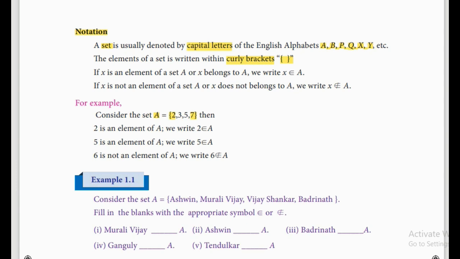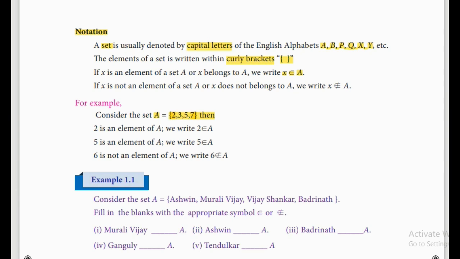Next, if x is an element of a set A, or x belongs to A, we write it with the symbol that looks like E. We pronounce that as belongs to. x belongs to A. For example, consider the set A equal to {2, 3, 5, 7}. So this contains only 4 elements. The elements are 2, 3, 5 and 7.